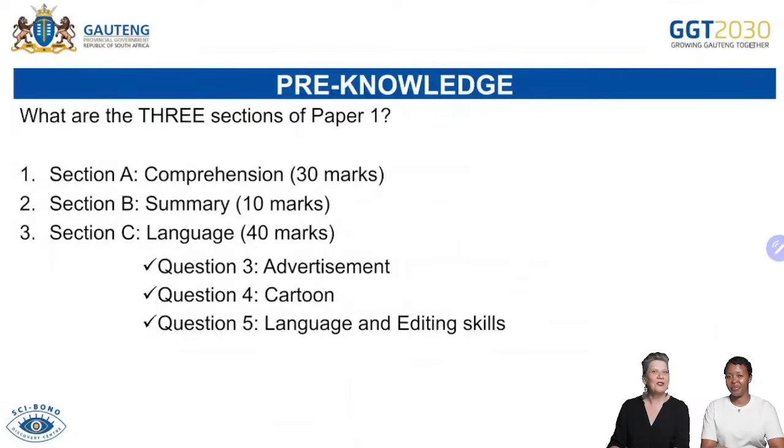Okay, so let's check. I'm sure you know what the three sections of your paper one are. And there you can see them. By now you are the expert. Remember, you are writing your paper one tomorrow. So we have section A, that's your comprehension of 30 marks. Your section B, the summary of 10 marks. The dreaded section C, language, 40 marks, that consists of your advertisement for question 3, question 4 is your cartoon, and then your question 5 is your language and editing skills.